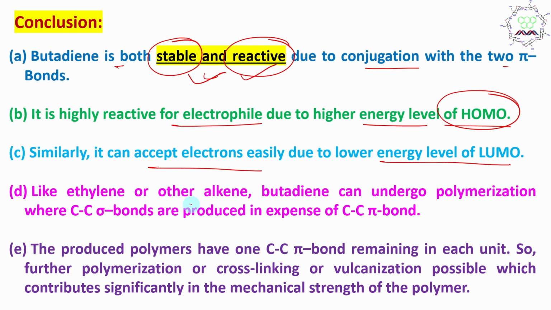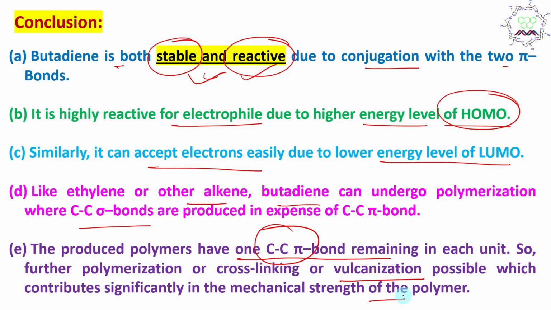Now, like ethylene or other alkenes, butadiene can undergo polymerization. In a similar way as I have explained, in the produced polymer the pi bond is broken and a sigma bond is produced, and in this process one carbon-carbon pi bond still remains, and that could be used for further polymerization, cross-linking, or vulcanization, like reaction with sulfur, such that sulfur forms a bond across the pi bond, so the mechanical strength of the polymer increases.